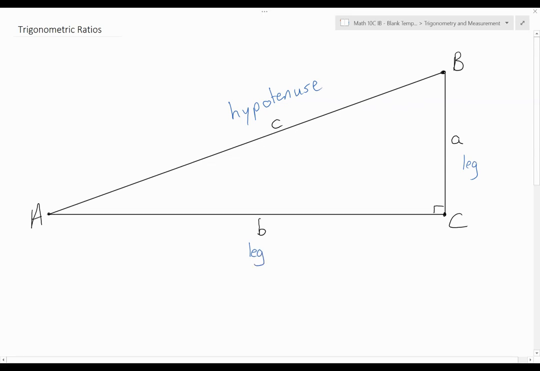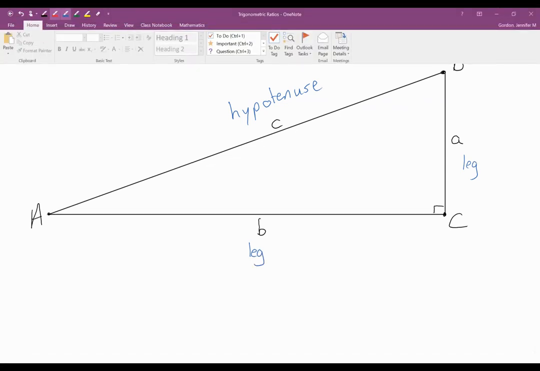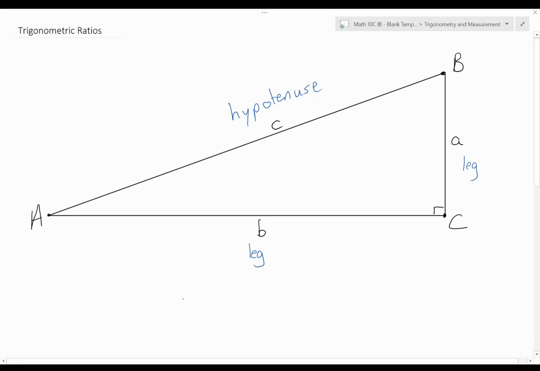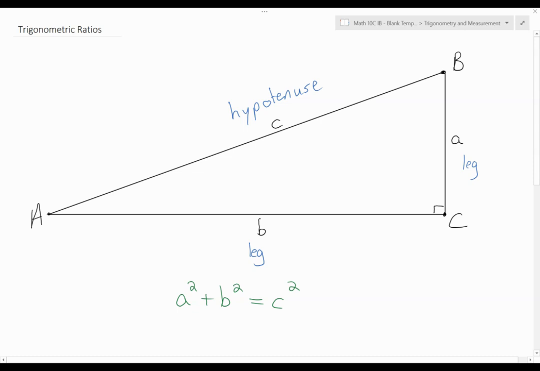So the hypotenuse is the longest side, and the two shorter sides are called the legs of the right triangle. And we know something pretty important about right triangles: in a right triangle, the sum of the squares of the legs is equal to the square of the hypotenuse. This is often known as the Pythagorean theorem, a squared plus b squared equals c squared. This is true in any right triangle.